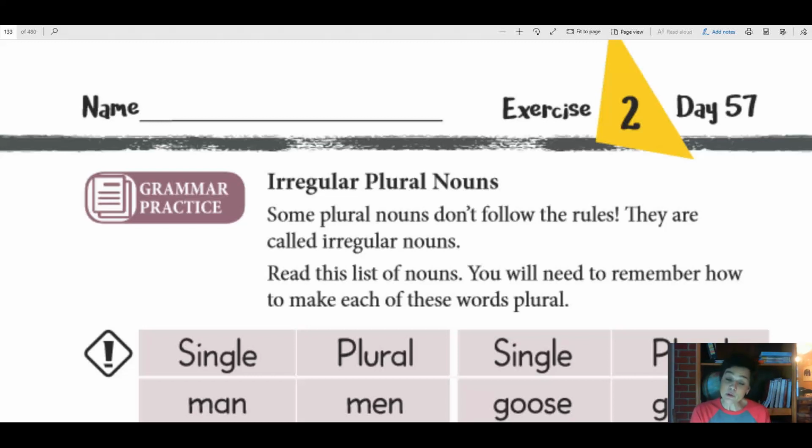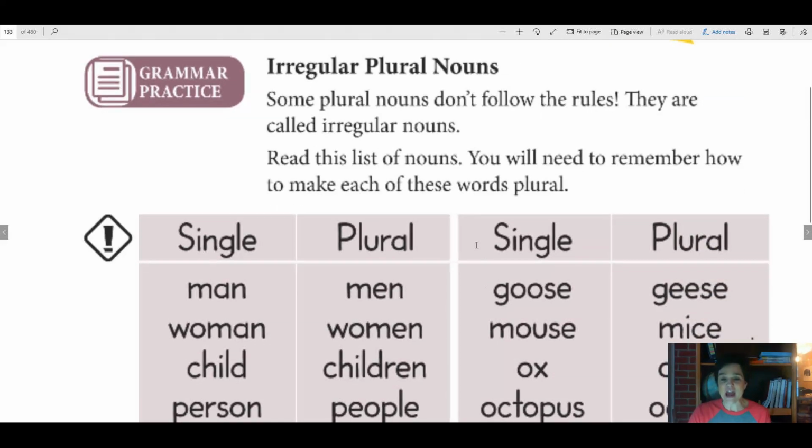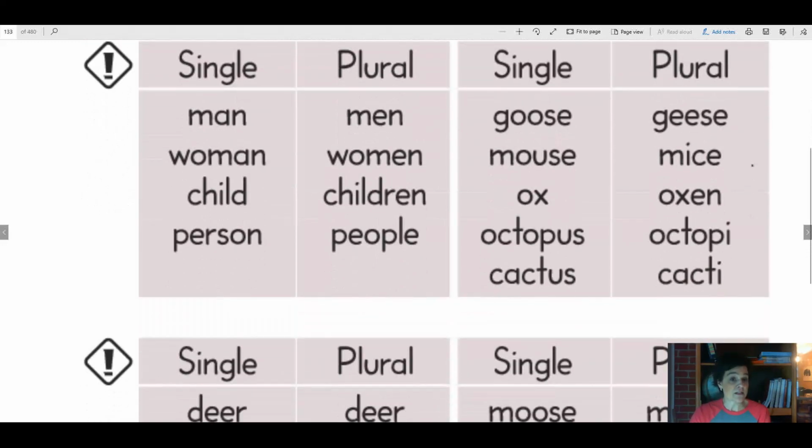But some plural nouns don't follow rules. They are called irregular nouns. They're kind of rebellious. They're just irregular and they just don't follow the rules. But that's okay because we love them anyway. So let's read this list of nouns. We're going to need to remember how to make each plural of these. Now let's look at this list right here.